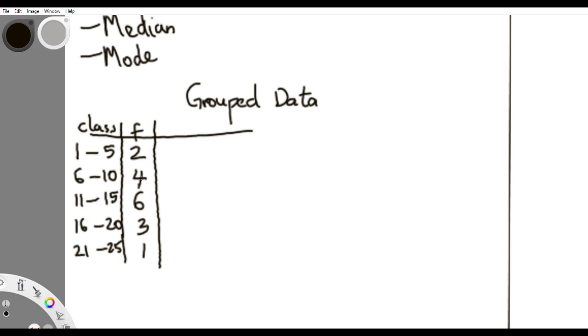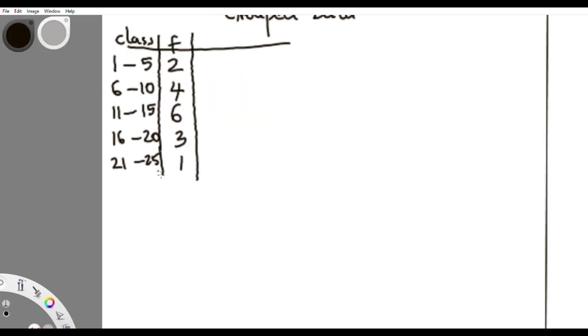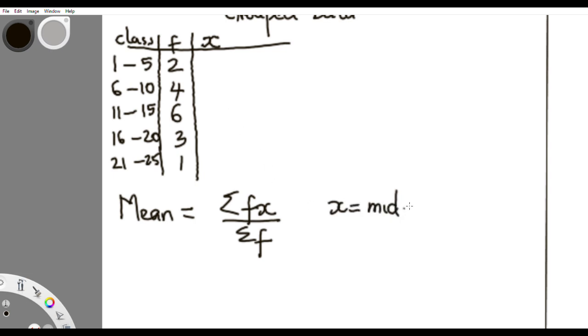The mean score, since we have grouped the data, like 1 to 5, 6 to 10, then we are going to use the formula for grouped data. Starting off with mean, the formula for mean is simply summation fx all over summation f. So you need fx, and you already have the frequency. The frequency times x. So first and foremost, what is x? x is simply the midpoint of the group.